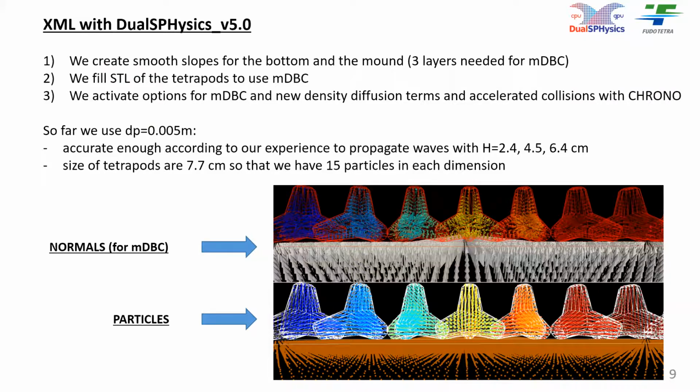The figure shows the created particles and the normal vectors. Normals are used for the modified dynamic boundary condition. In version 5, we can create particles at free positions, so the particles are placed along the slope instead of in a stair shape. In this study, the distance between particles was set to 5 millimeters. Size of the tetrapods are 7.7 centimeters, so that we have 15 particles in each dimension.